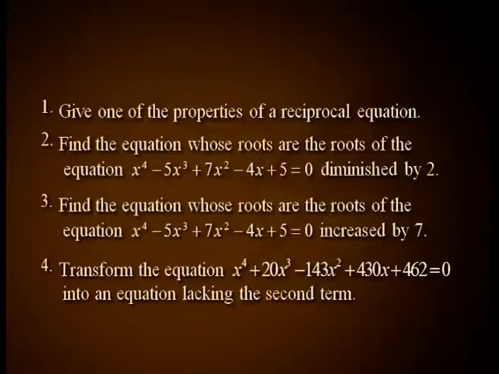Before moving to the next session, try to solve the given questions. 1. Give one of the properties of a reciprocal equation. 2. Find the equation whose roots are the roots of the equation x raised to 4 minus 5 x cube plus 7 x square minus 4 x plus 5 equal to 0 diminished by 2. 3. Find the equation whose roots are the roots of the equation x raised to 4 minus 5 x cube plus 7 x square minus 4 x plus 5 equal to 0 increased by 7. 4. Transform the equation x raised to 4 plus 20 x cube minus 143 x square plus 430 x plus 462 equal to 0 into an equation lacking the second term.